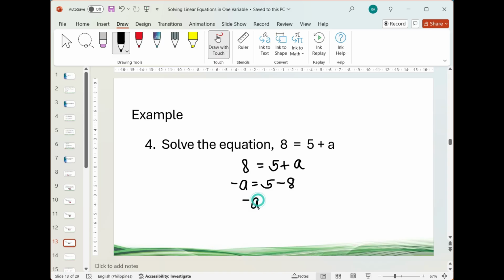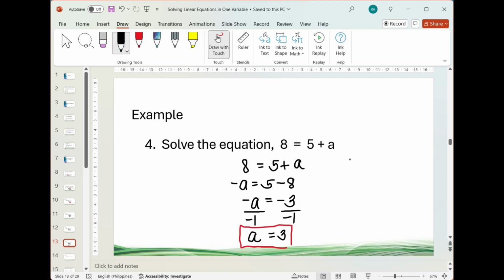So, negative a equals 5 minus 8 is negative 3. Kaya lang dito dapat positive po yung value o yung sign ng a natin. So ibig sabihin, we will divide both sides of the equation by -1. Ang tawag naman natin dito ay applying the division property of equality. So negative divided by negative is positive. So ibig sabihin, magiging positive a na to equals -3 divided by -1, that is equal to 3. So therefore, a is equal to 3. So this is our answer for number 4.